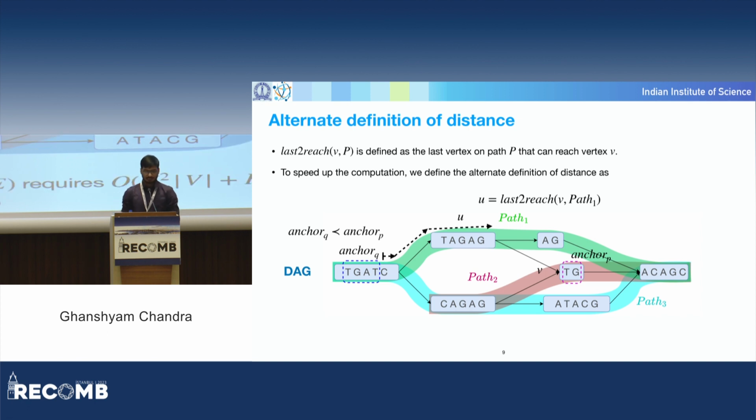Now, in the pre-processing of a DAG, we start by computing the width of a DAG and a corresponding set of paths, followed by that, we compute a vertex last to reach (v, p) for all the vertices on all the paths. At last, we compute the shortest distance from a vertex last to reach to a vertex v for all the vertices and on all the paths. In our paper, we have proved pre-processing of a DAG requires big O of k square V plus k time, where k is the width of a DAG.